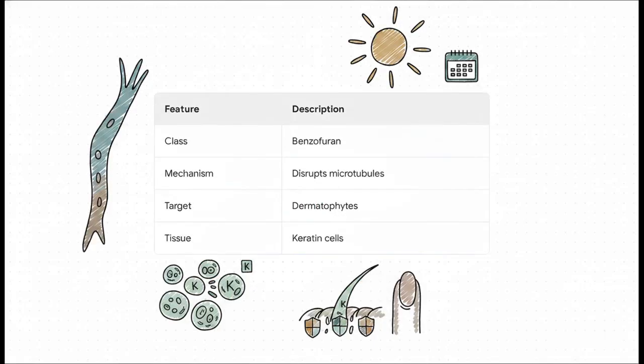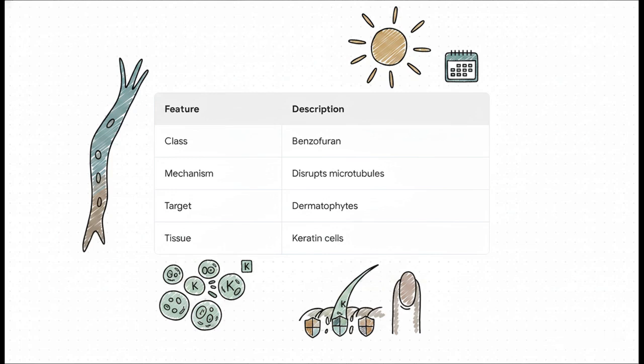Now, sticking with this section, let's look at griseofulvin. Unlike Amphotericin B, this benzofuran is used strictly for dermatophytes, those superficial infections. Its mechanism is pretty unique. It disrupts meiotic spindle formation, basically stopping the fungus from multiplying.